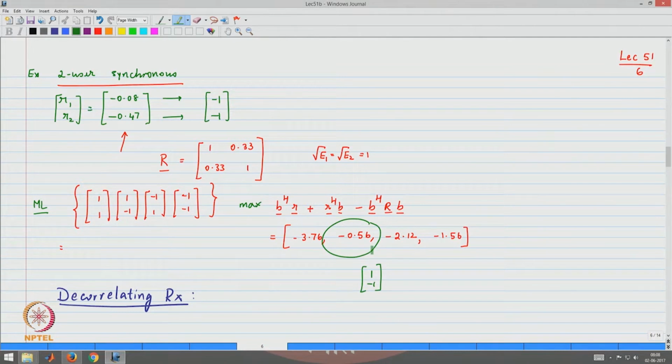All of these are negative numbers, so the maximum would be the least negative one. The maximum of these numbers is minus 0.56, and that corresponds to the second vector, 1 comma minus 1. So this was what we obtained as the vector.